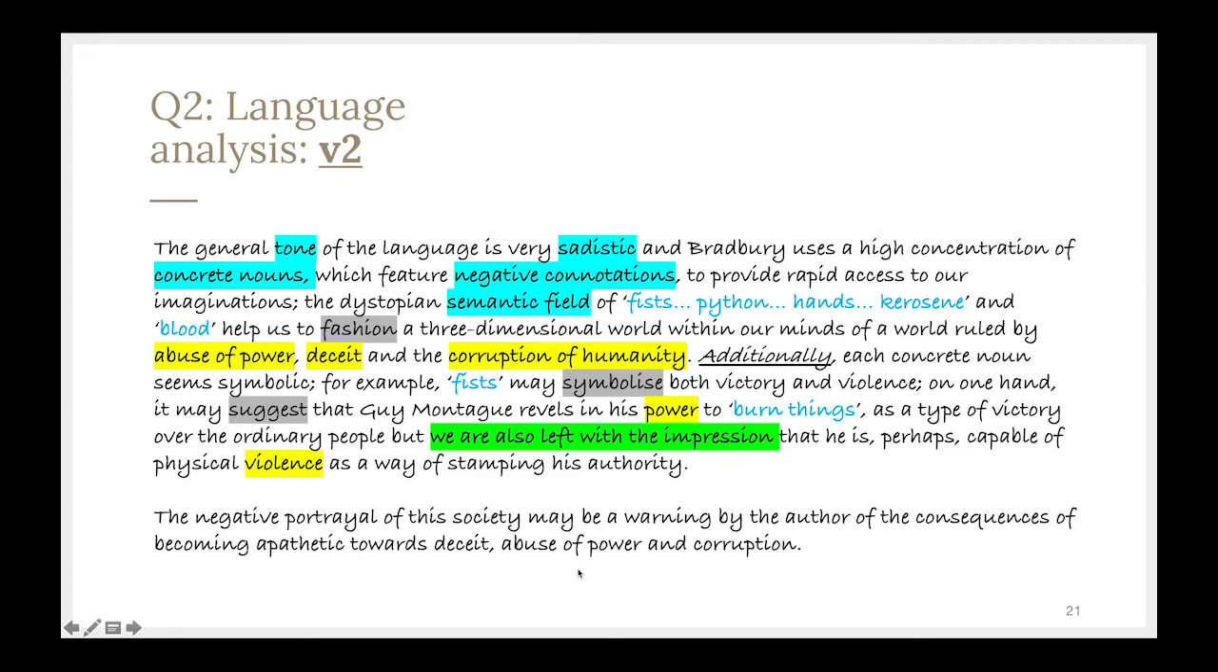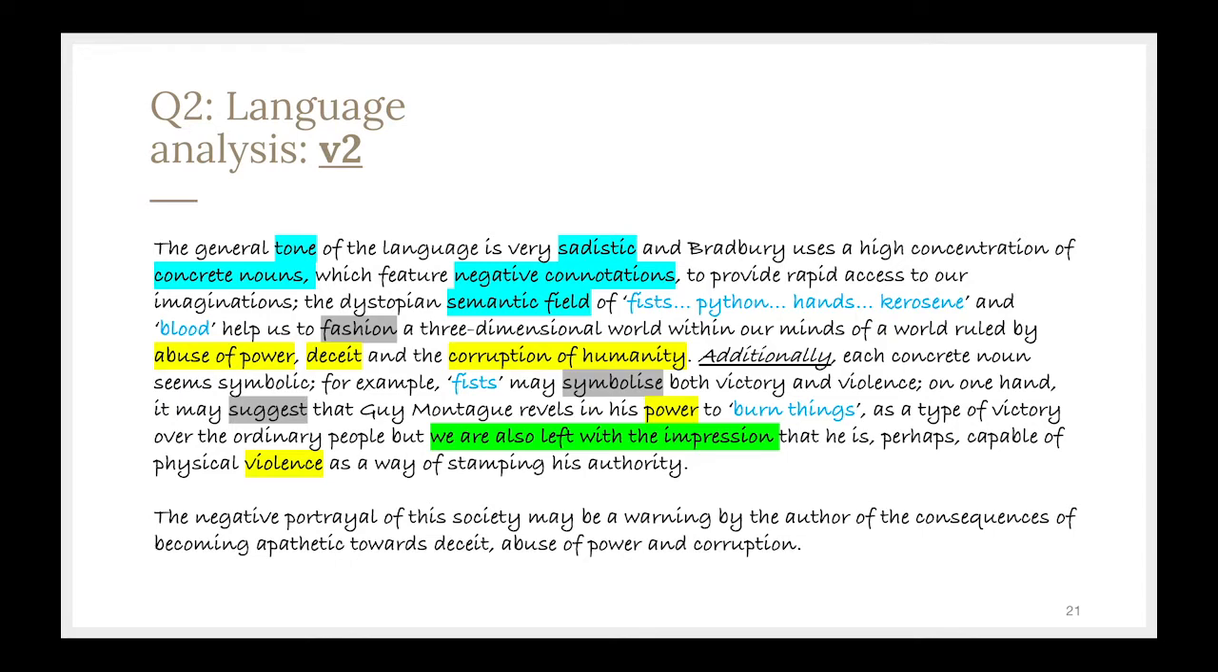So the general tone of the language is very sadistic, and Bradbury uses a high concentration of concrete nouns which feature negative connotations to provide rapid access to our imaginations. The dystopian semantic field of fists, python, hands, kerosene, and blood help us to fashion a three-dimensional world within our minds, of a world ruled by abuse of power, deceit, and corruption of humanity.